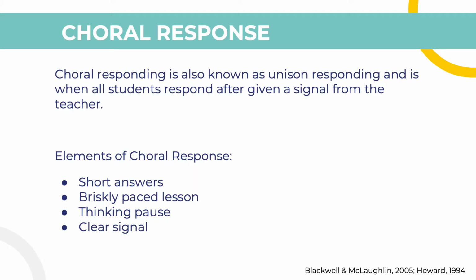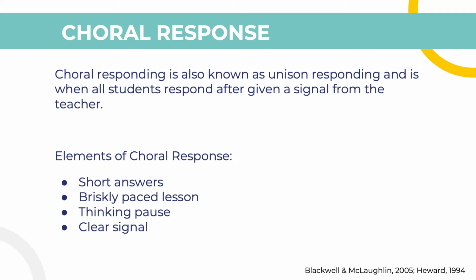Choral responding is also known as unison responding, and is when all students respond after given a signal from the teacher. There are 4 criteria for choral responding. The first is short answers. This criteria makes it possible for the teacher to observe the understanding of the class and determine if the class needs more instruction in the area, or only certain students are struggling and need one-on-one attention.